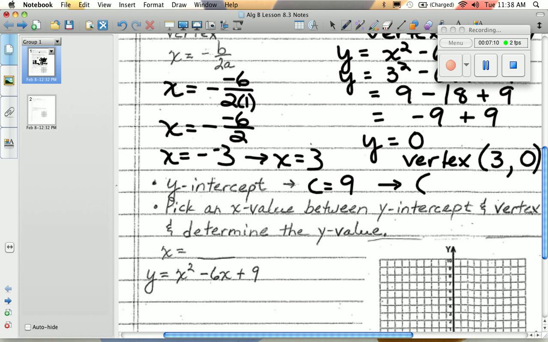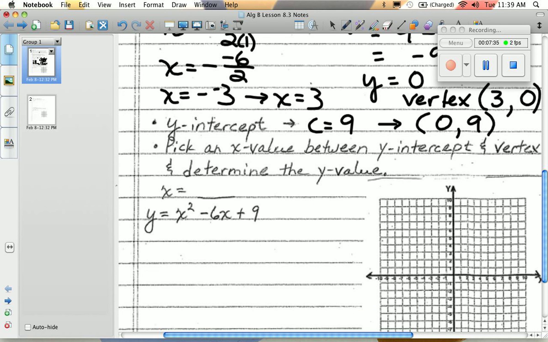9. Well, what's the x value for any point on the y-axis? No, the y-axis, you guys. What's all the x's equal to on the y-axis? 0. So the y-intercept is (0, 9). We now have 2 points. We need 5, right? That was an easy one to find. Now it says we're going to pick an x value between the y-intercept and the vertex and determine the y value.